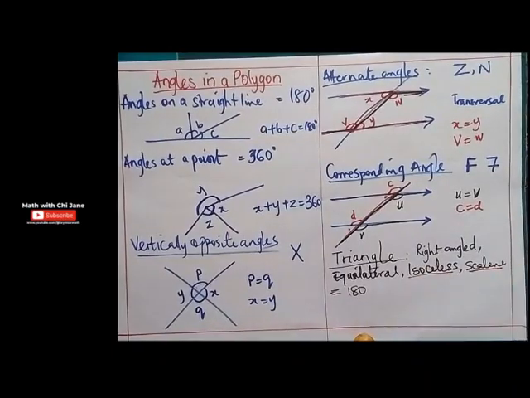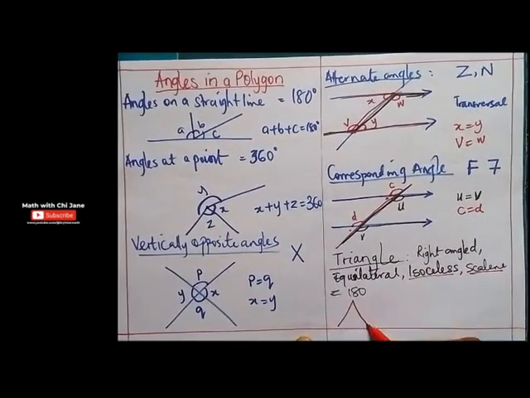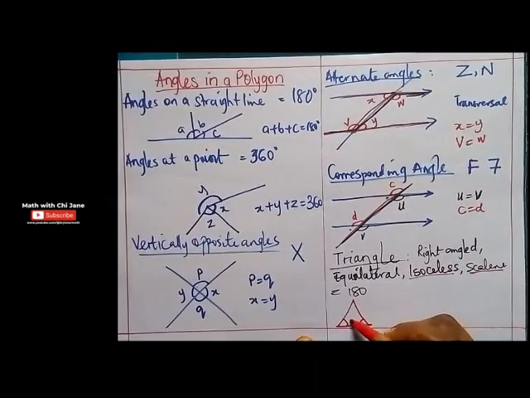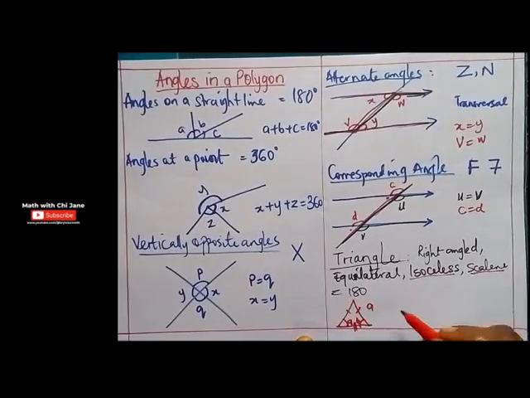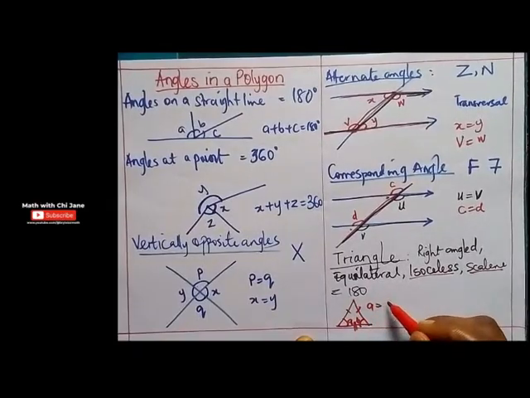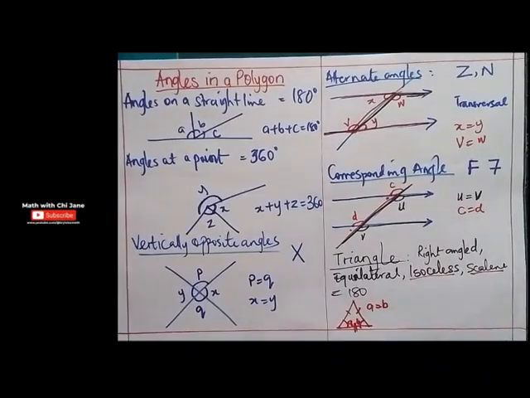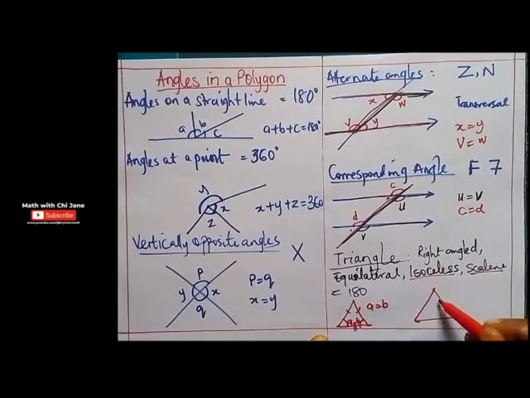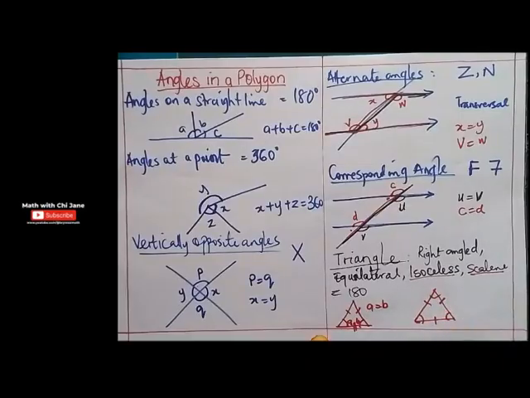An isosceles triangle has the base angles equal to each other. This is how an isosceles triangle looks. If here is A and B, A is equal to B. Base angles of an isosceles triangle are equal. But an equilateral triangle has all sides and all angles equal. So if here is 60 degrees, that means here is 60, here is 60.